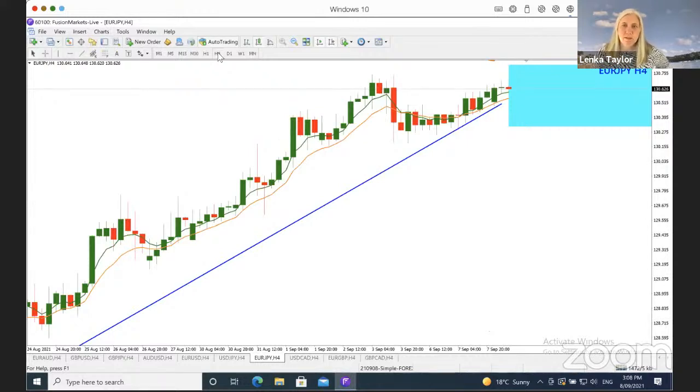So looking for any reversal on the 4 hourly for an entry for a short.